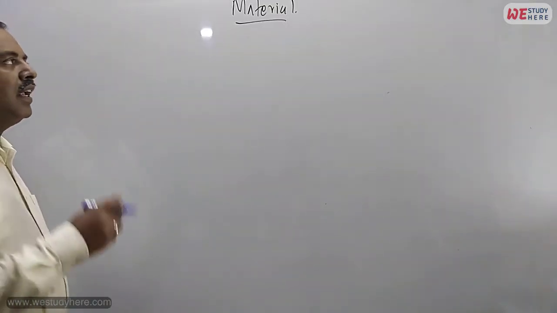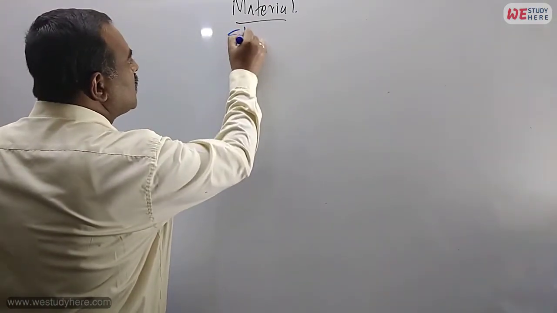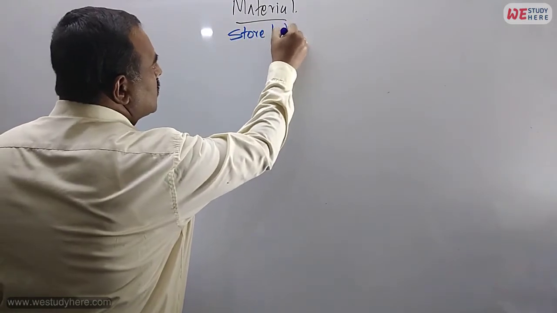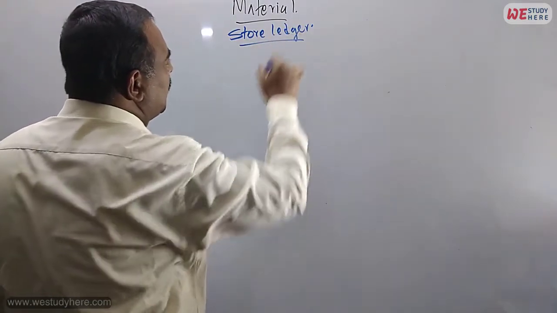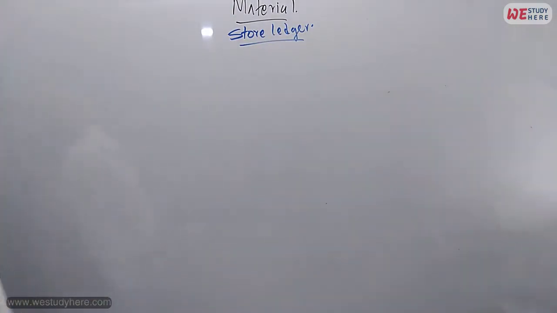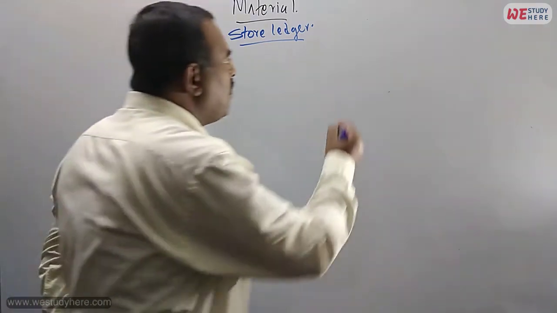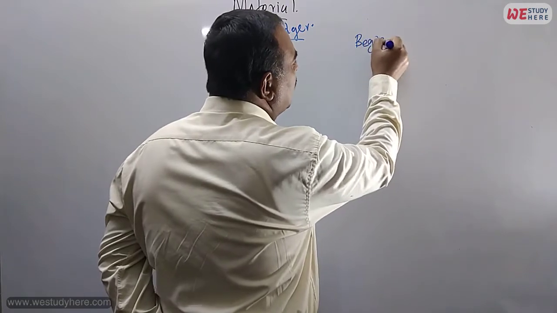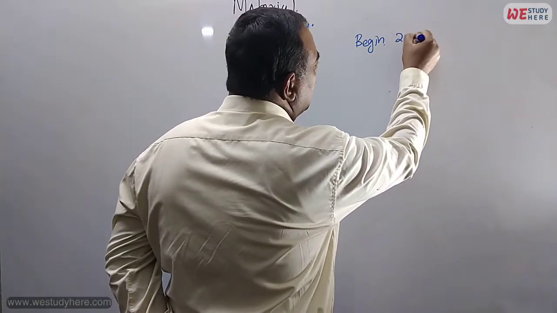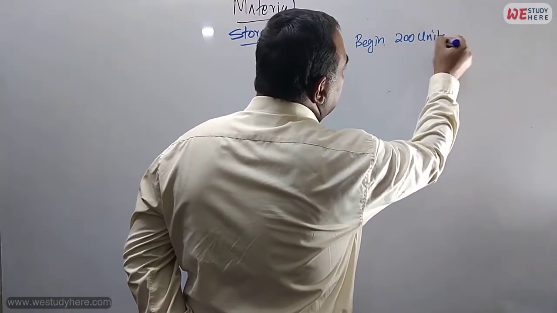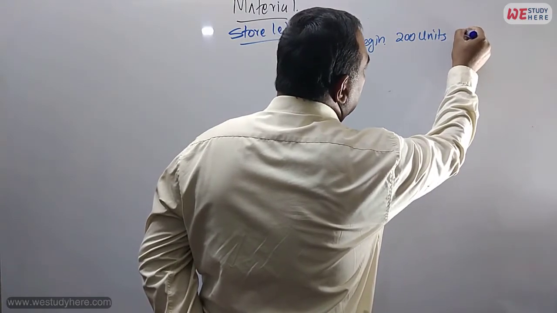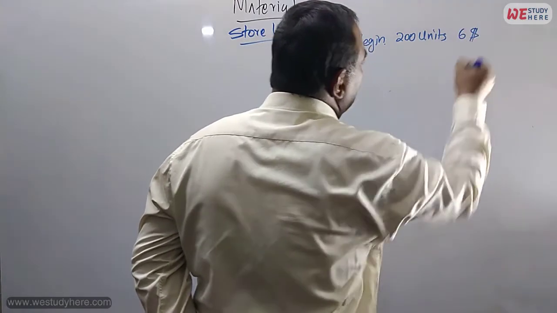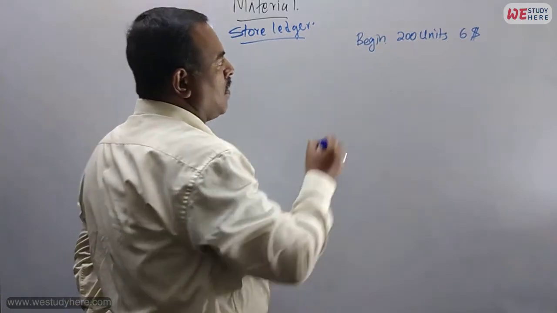Okay, now the material, we will see different kinds of store ledger they are using. Now we'll see the beginning. We'll take one example. Beginning of the year, they have 200 units. Each unit cost is $6.